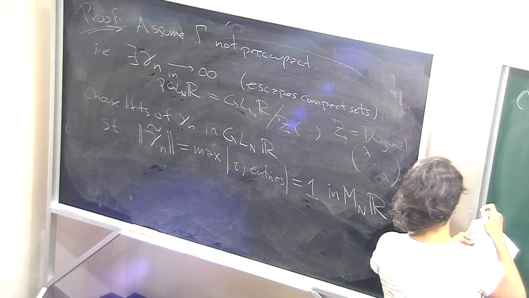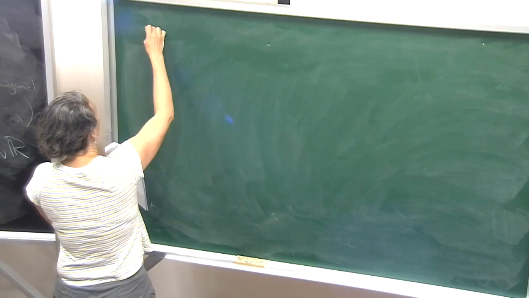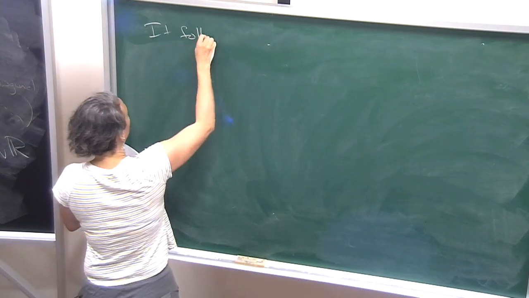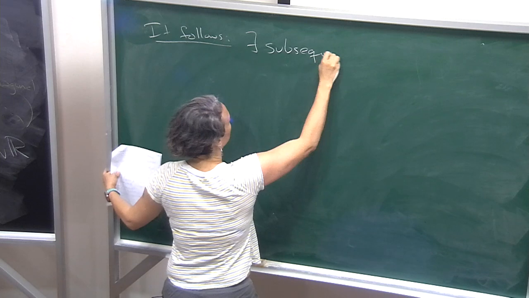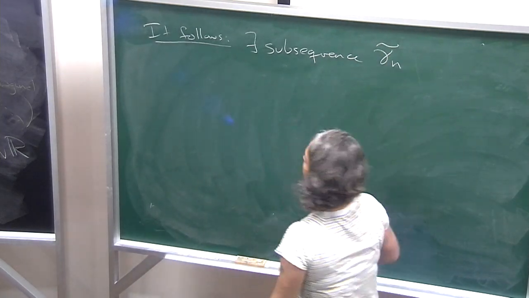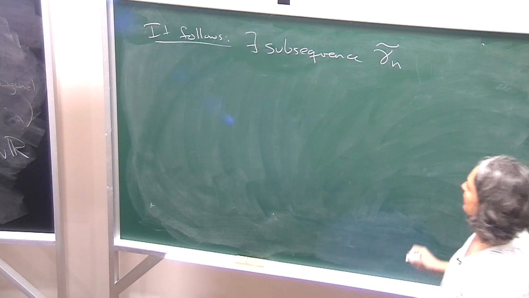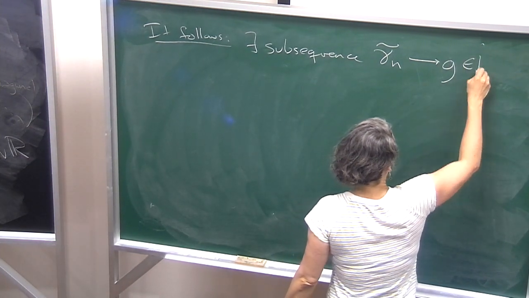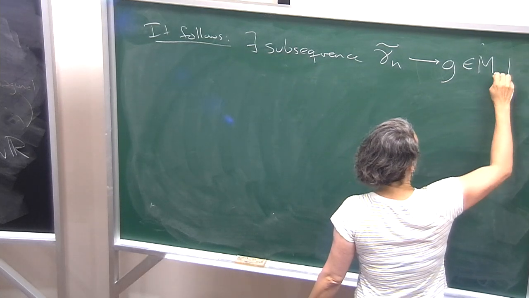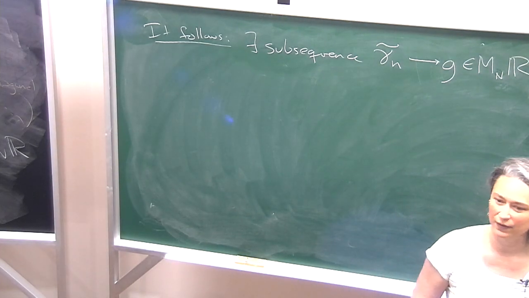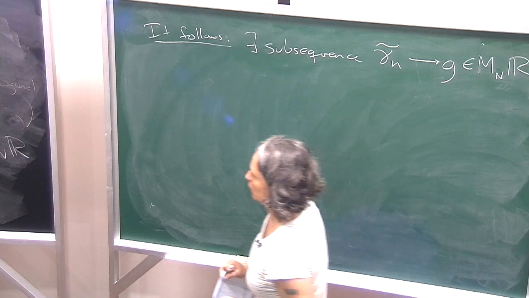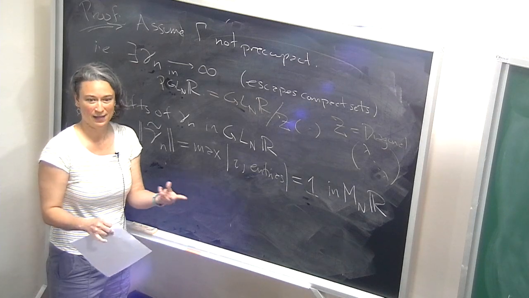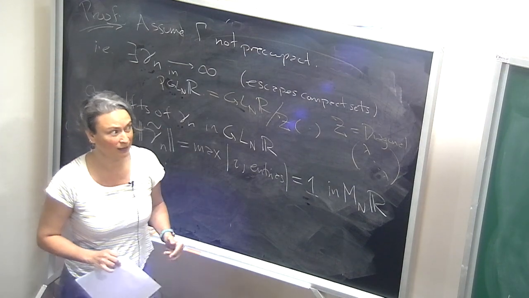So now it follows that there exists a subsequence of gamma_n tilde, which I'm going to call gamma_n tilde again, that converges to G in the matrices M_N(R). I have like 1 minute, so I'm just going to make sure that this point is super clear. I'm lifting, so I have norm 1. That's a compact set, so I can find something that is converging to something.